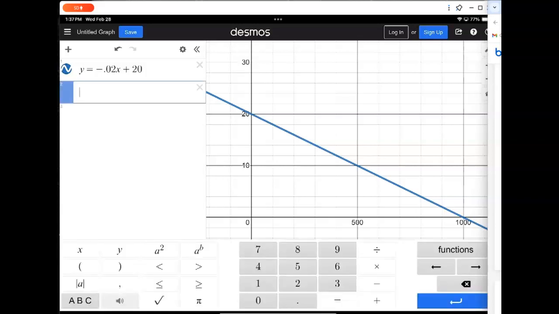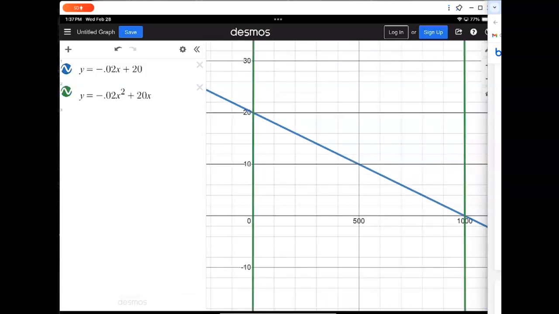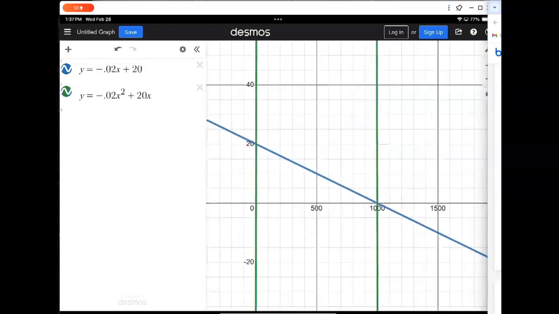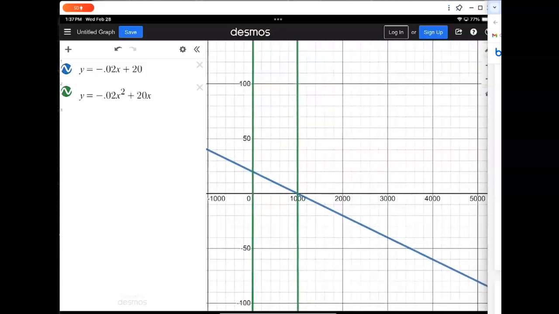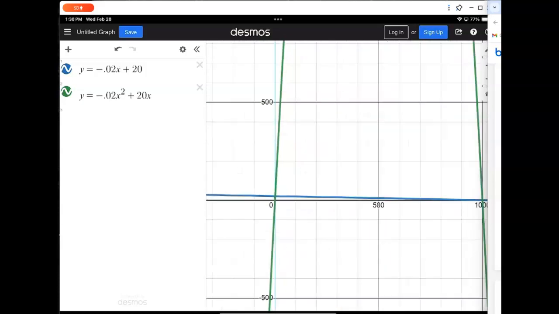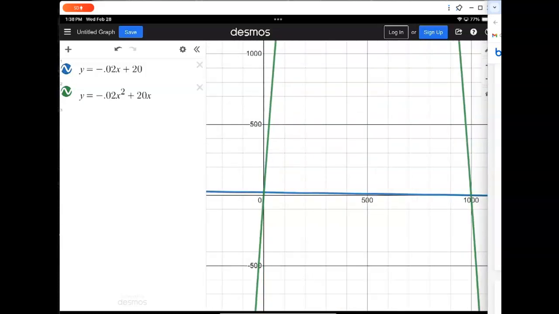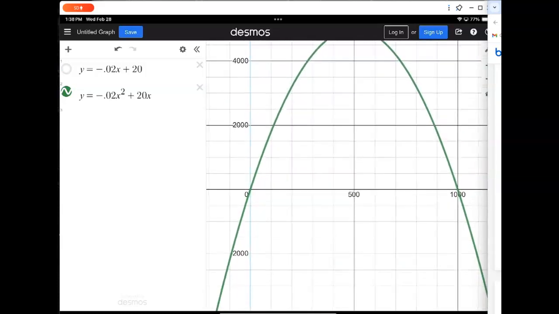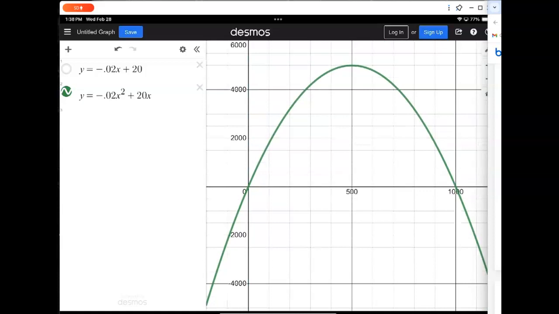And then taking price times number sold gives me this function, which looks like just two big vertical green lines. That's because I need to zoom up here on my y. My price function really isn't helping much here, so I just have to pinch up here. And here's what we discover with revenue.